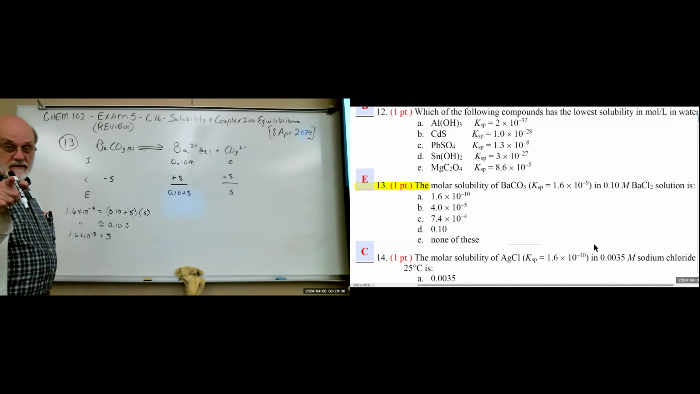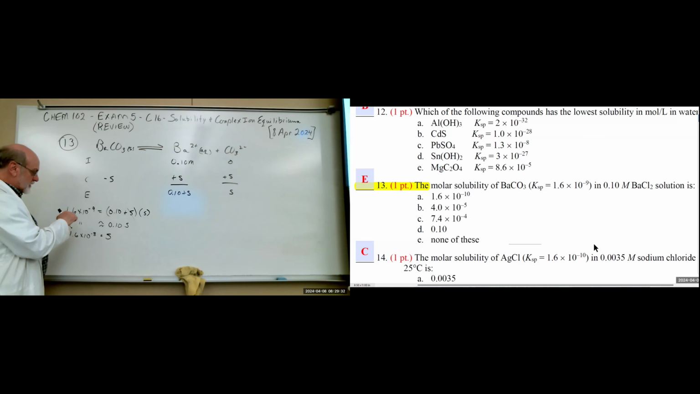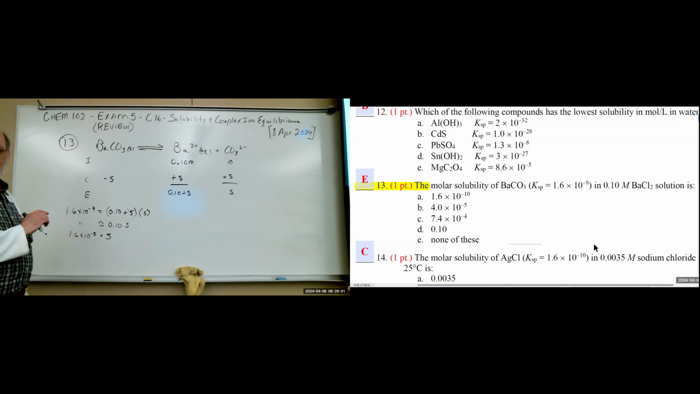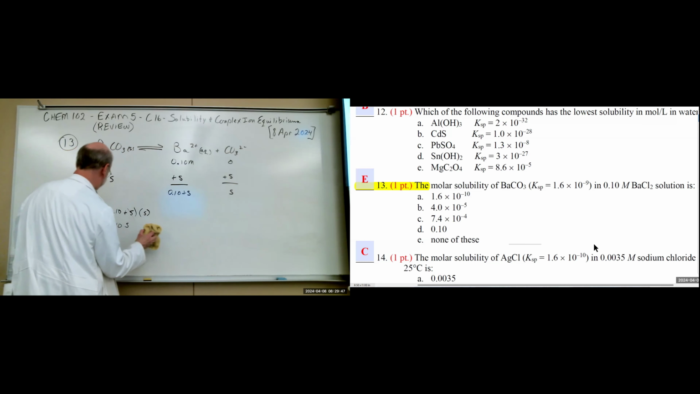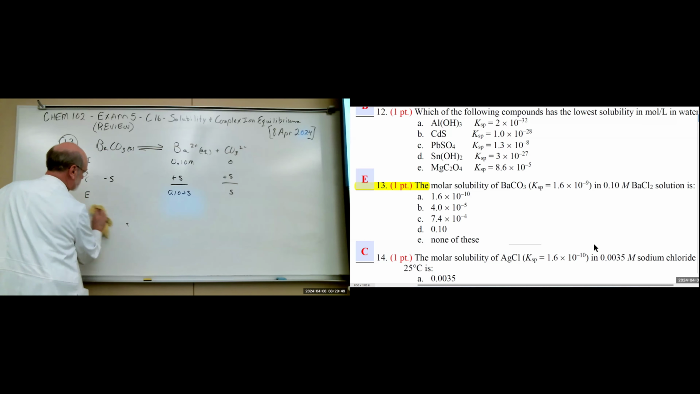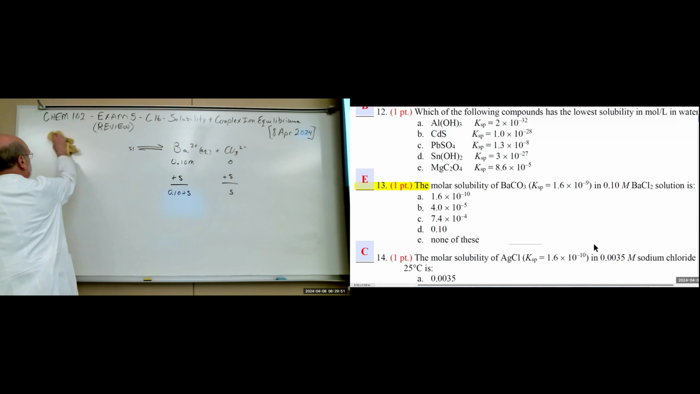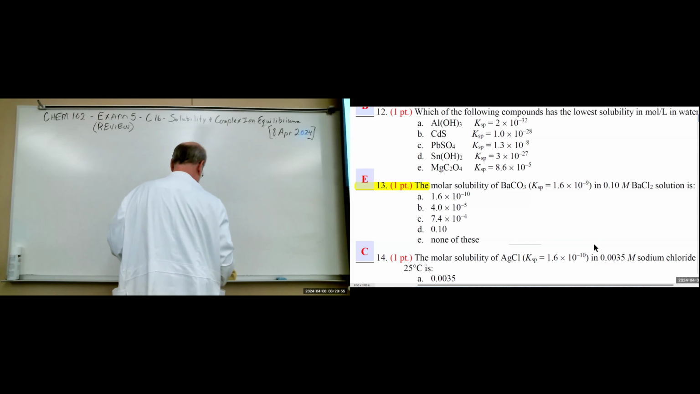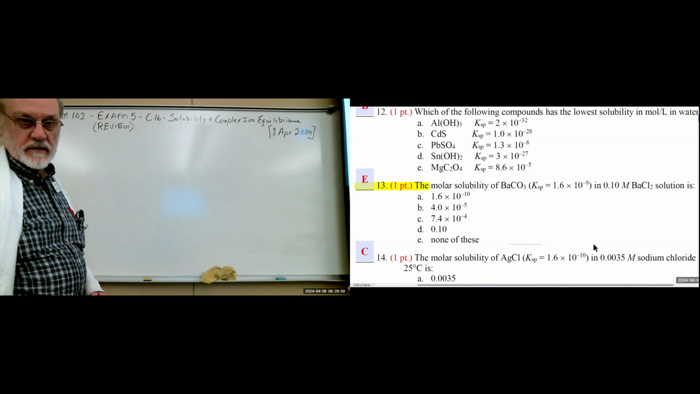Now there is one in there that assumes that the person working the problem made a mistake in calculation. Instead of dividing by 0.1, they multiplied by 0.1, and that would give you 1.6 times 10 to the minus 10, which is wrong. All right, 13, that one. Who's next?